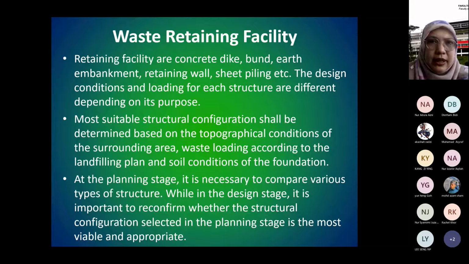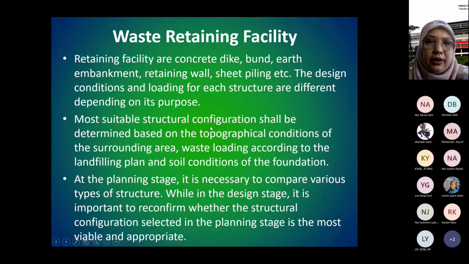The waste retaining facility that needs to be constructed would be concrete dike, barn, earth embankment, retaining wall, sheet piling. The design conditions and loading for each structure are different depending on its purpose, so you have to calculate the loading of each structure. As a civil engineer, this is appropriate for your work. The most suitable structural configuration shall be determined based on the topographical conditions of the surrounding area, waste loading according to the landfill plan, and soil conditions of the foundation.